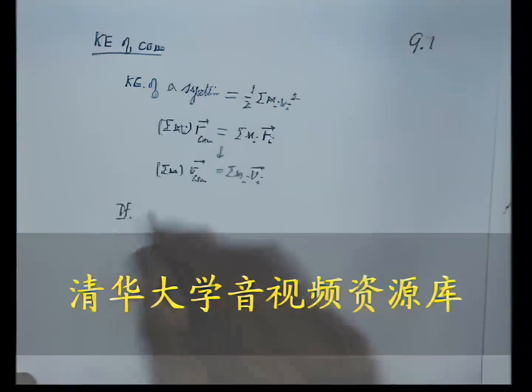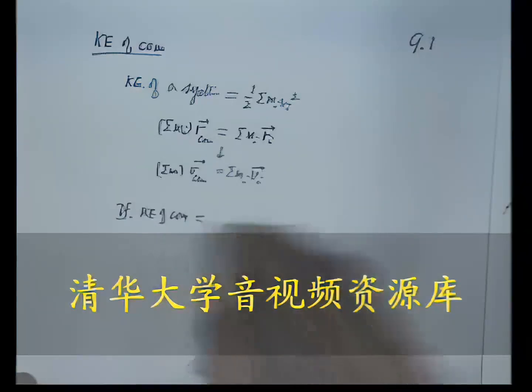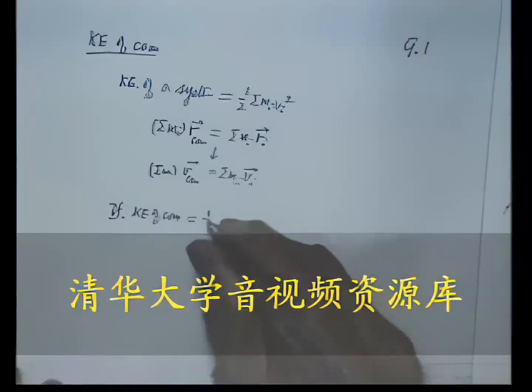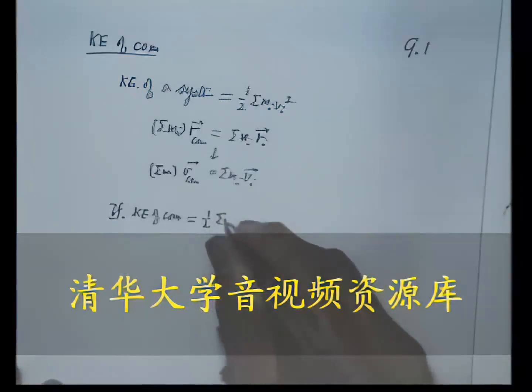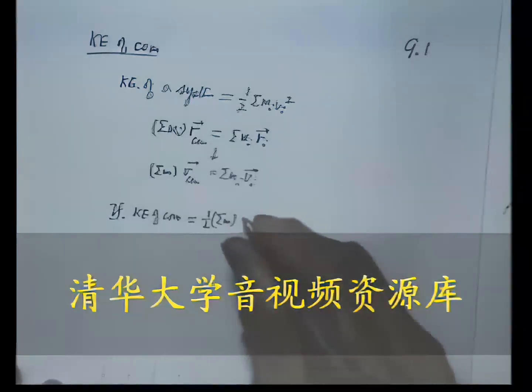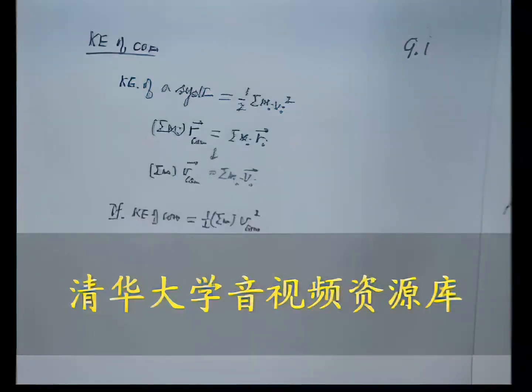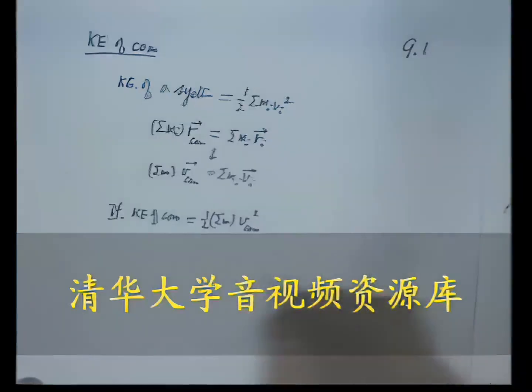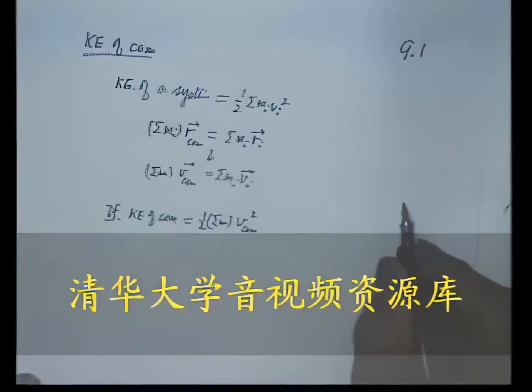Definition: kinetic energy of center of mass is equal to 1/2 M, as if the total mass is one point, times the velocity of center of mass squared. So you consider all the masses concentrated at the center of mass as if it were one particle, and it moves with the velocity of the center of mass. So this is the definition of the kinetic energy of the center of mass.